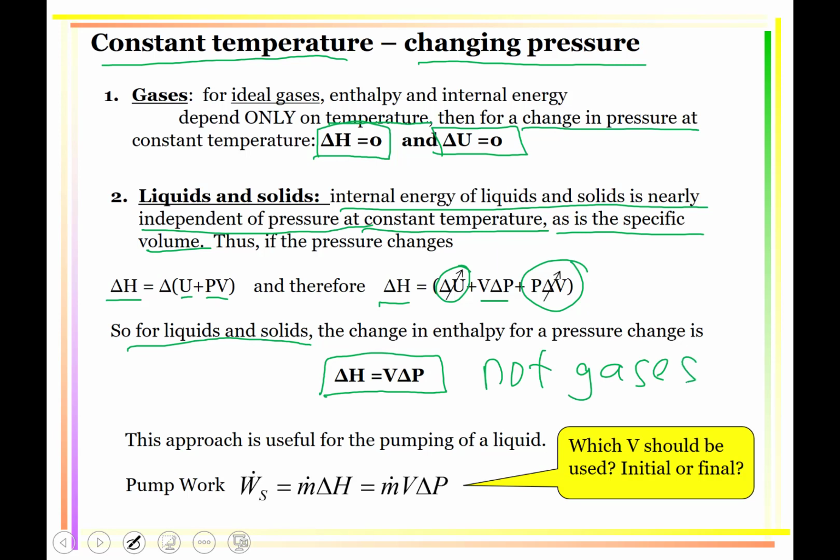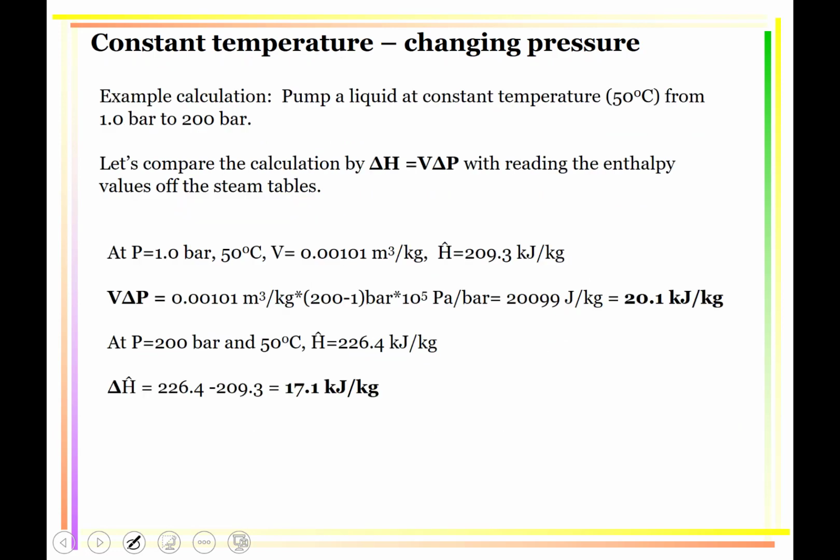Okay, so an example of a process that this would apply to is pumping of a liquid. As you remember, the pump work, minus W dot S, is equal to M dot delta H, and that is going to equal M dot times V delta P. So here's a question for you to think about. Which V should be used? The initial V or the final V? Well, we just said that the specific volume doesn't change much with pressure, so you can use the initial or the final. It shouldn't matter. They should be approximately the same anyway.